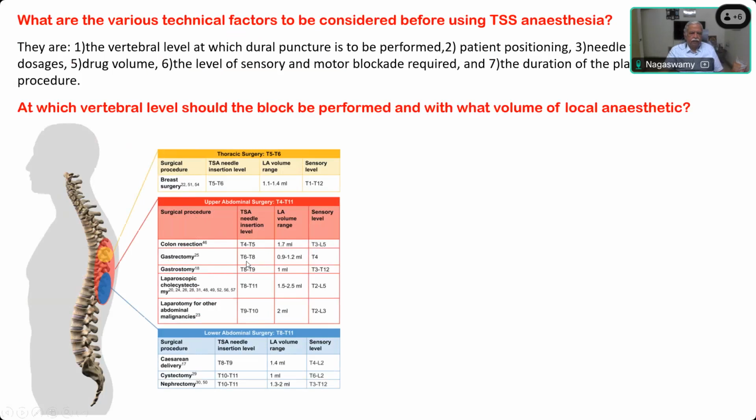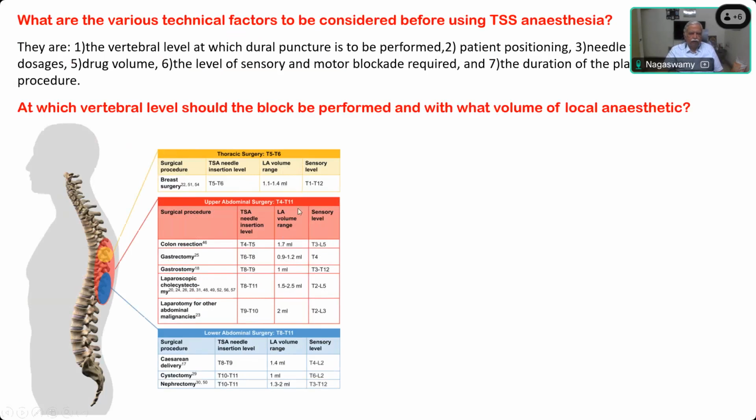For gastrectomy, you can insert between T6 and T8. Volume will be 0.9 to 1.2 ml. Sensory block will be at T4 level. For gastrostomy and laparoscopic cholecystectomy, you can do it between T8 and T11, with 1.5 to 2.5 ml. And other malignancies. So this picture will tell you the various levels of insertion. If it is breast surgery, T5, T6 level. So you can see the volume is very, very small.